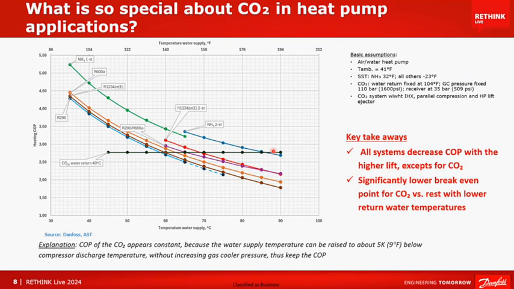In this mode, you need to increase the pressure in your condenser in order to reach the temperature level required by your heat sink. One of the unique parts of the CO2 is that its COP remains constant during these conditions with a fixed water return temperature at 204 F. Why is that? It appears constant because the water supply temperature can be raised to high temperature, let's say 9 F below compressor discharge, without necessarily increasing the gas cooler pressure. So you don't penalize the compressor with additional power consumed. This is unique about CO2.